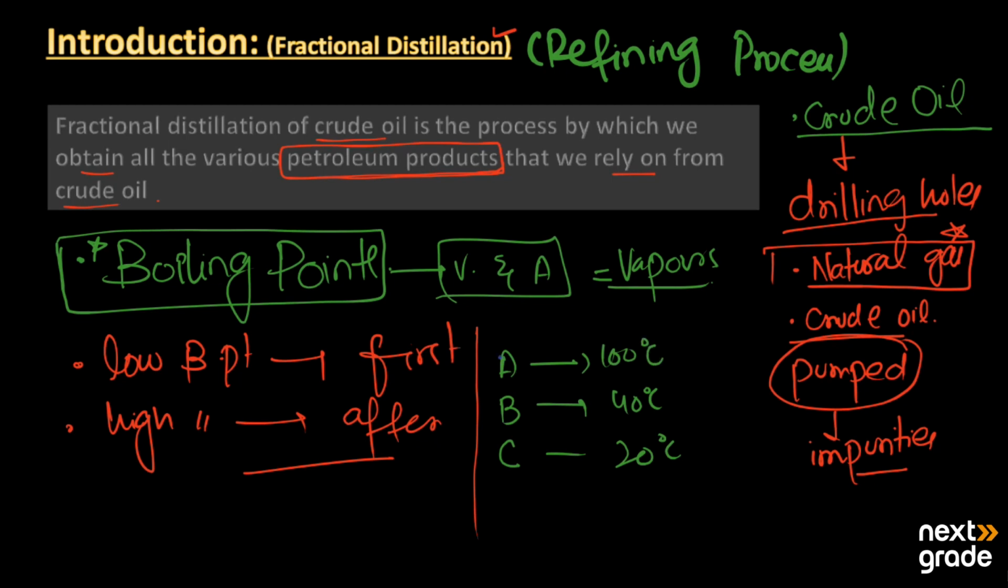Now, when we do the fractional distillation of the mixture of A, B, and C, the first temperature is 20 degrees Celsius. When it rises, substance C will come out. After some time, when the temperature reaches 40 degrees Celsius, substance B will come out, and when the temperature reaches 100, substance A starts to boil. In this way, they can be separated in the form of fractions. That's why this process is known as fractional distillation. This process continues until we gain all the fractions.